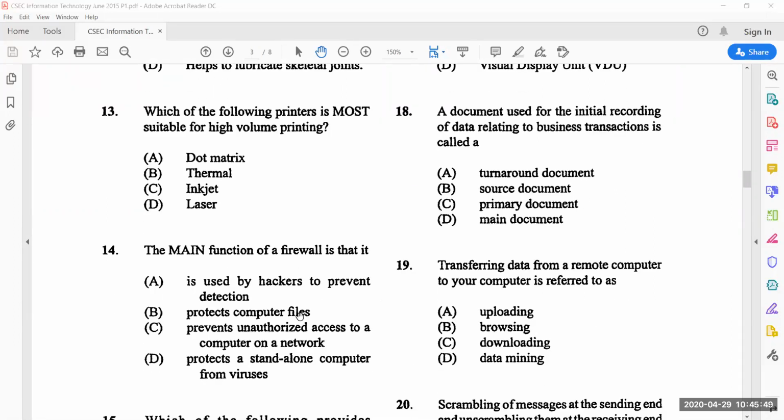Okay, let's move on to 13. Which of the following printers is more suitable for high volume printing? All right, so we discussed this also previously, and the answer for this is yes. So the answer is D, laser. All right, let's move on to 14.